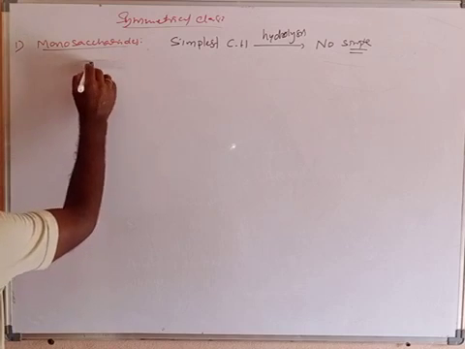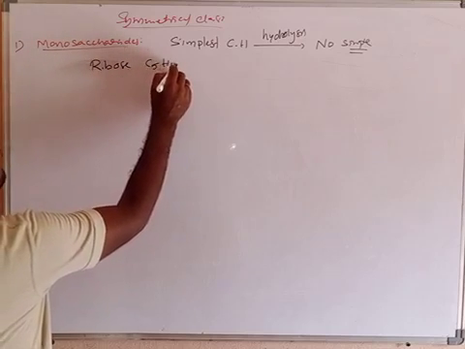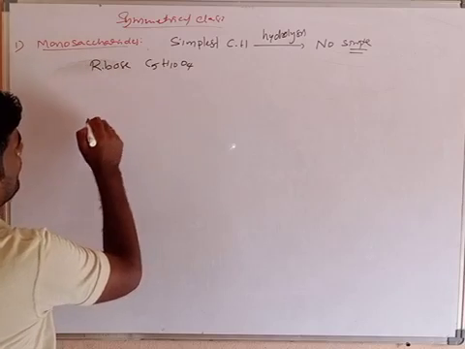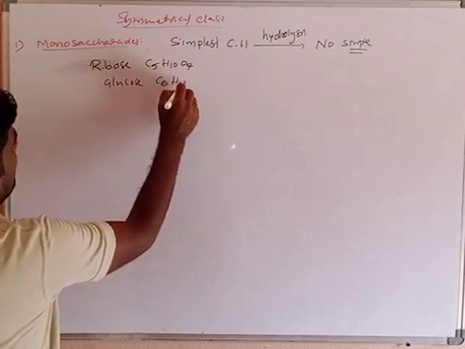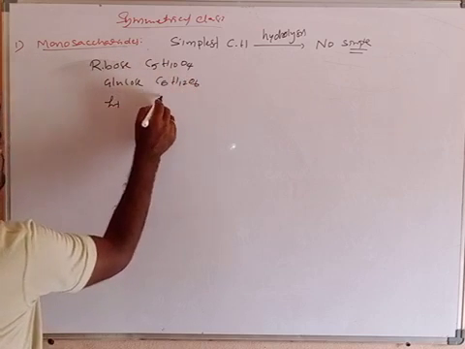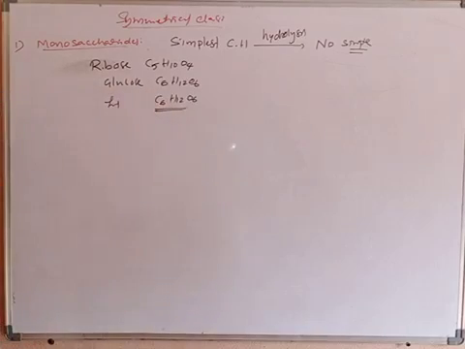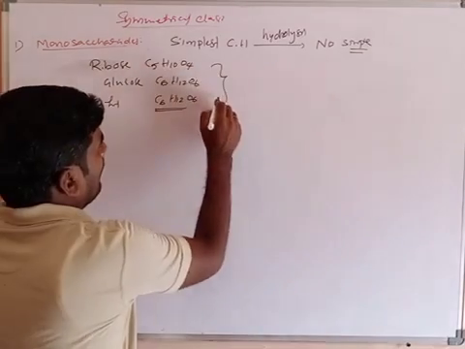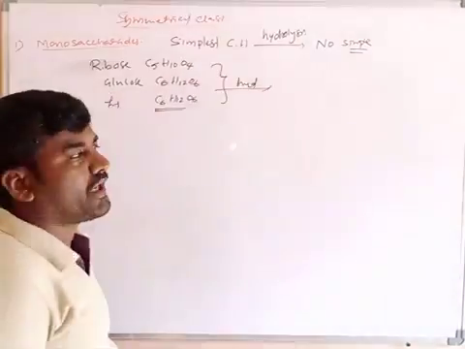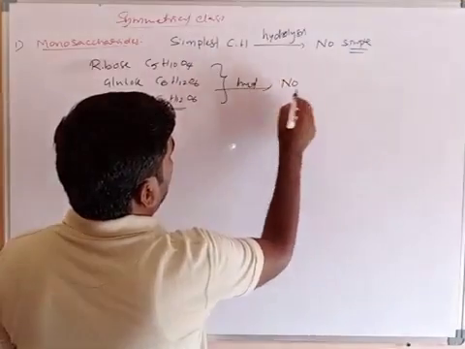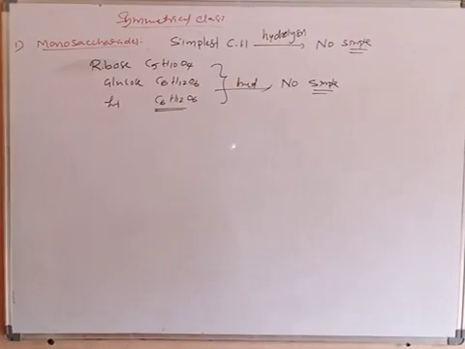Examples: ribose, glucose, fructose. Ribose and deoxyribose, C5H10O4; glucose, C6H12O6; fructose, C6H12O6. What are they? These are monosaccharides, which on hydrolysis do not produce simpler molecules. These are called monosaccharides.